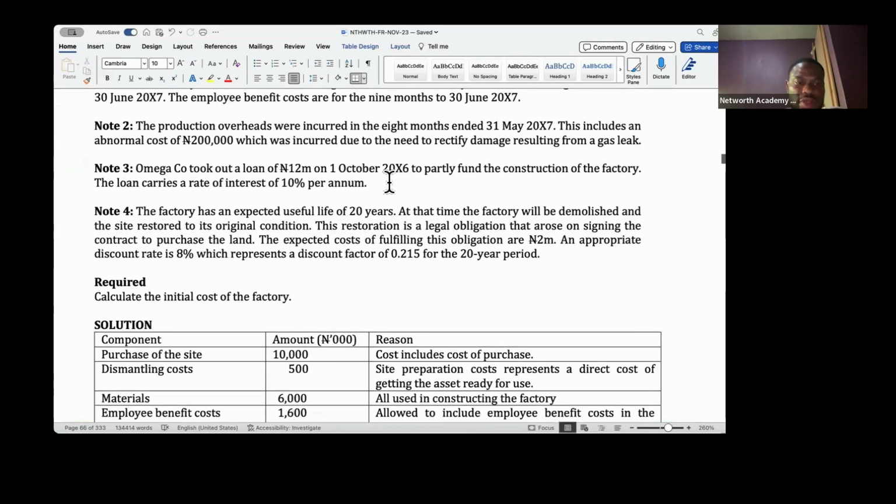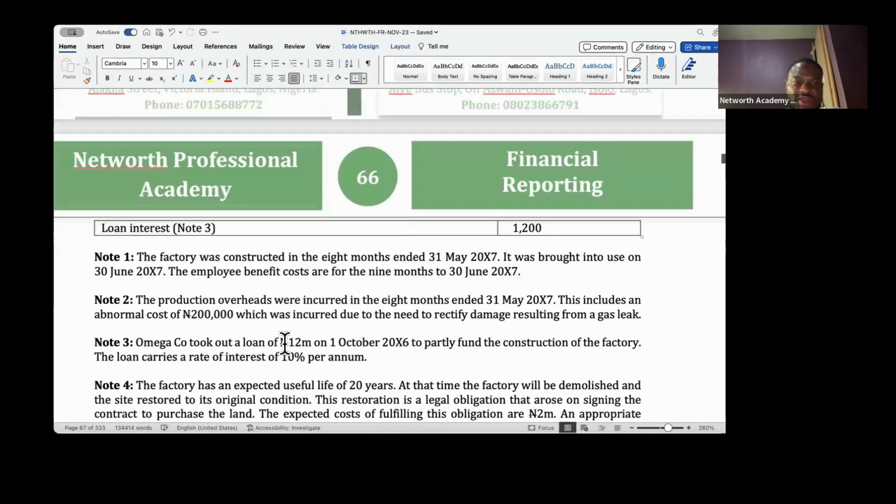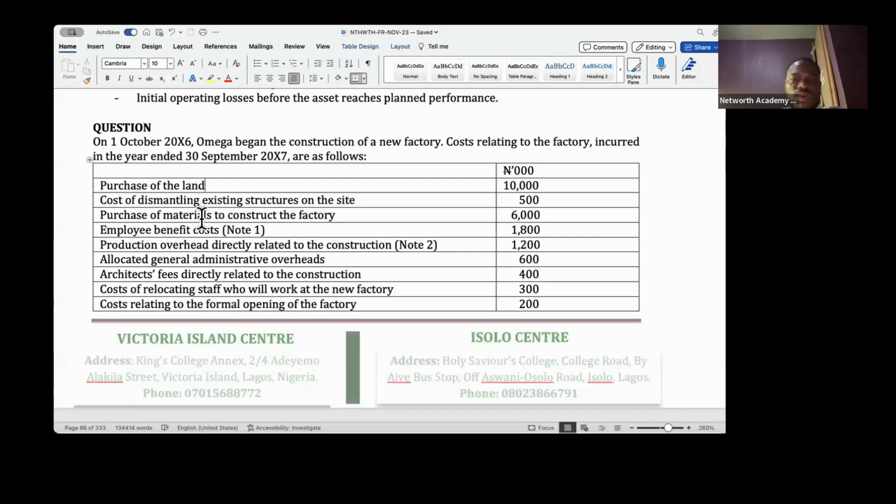So they give us some notes. They now ask us to calculate the initial costs of the factory. Okay, let's look at it one by one. Since they said we should determine the cost of the new factory, first is the purchase of land, this 10 million. Are we going to add that as part of the costs?